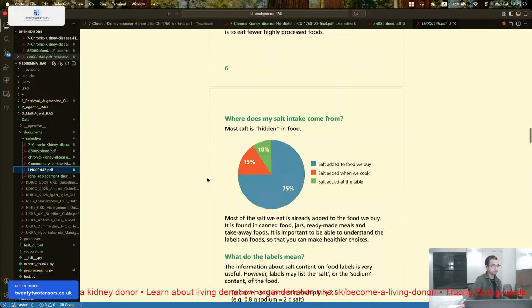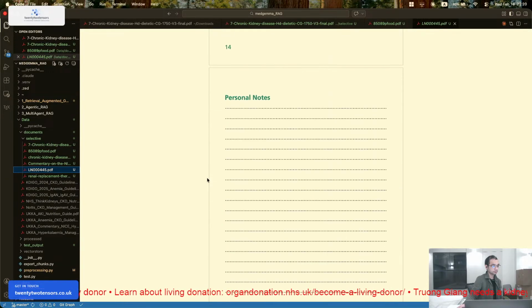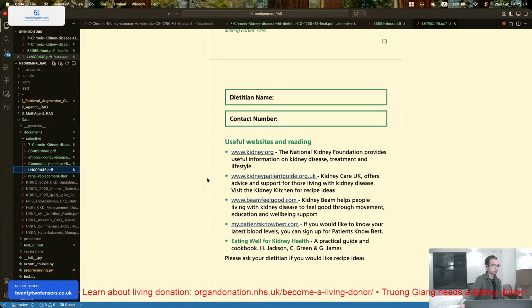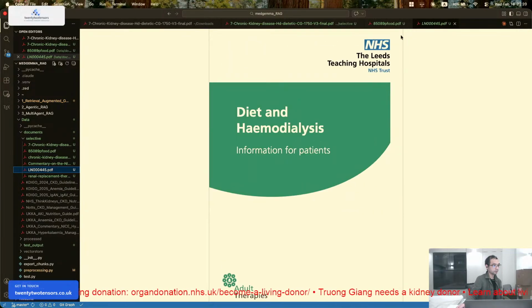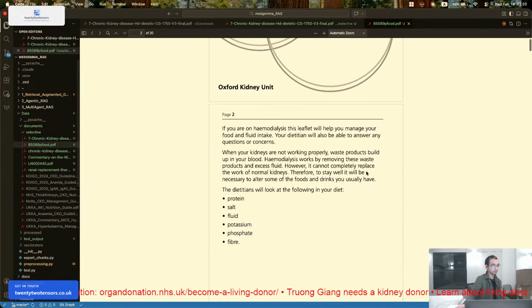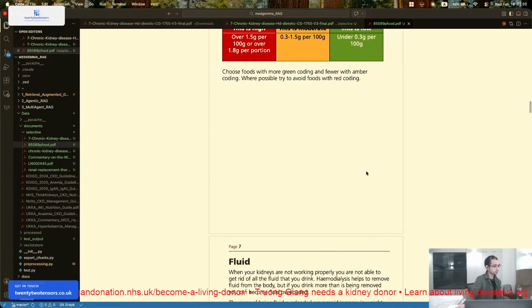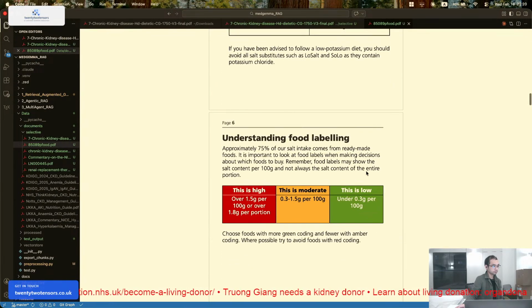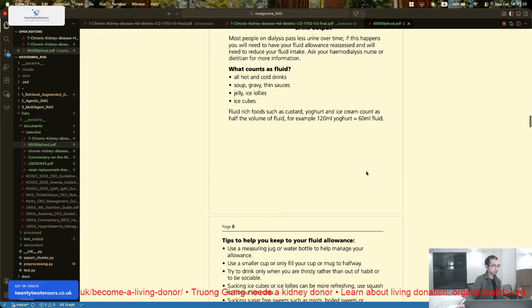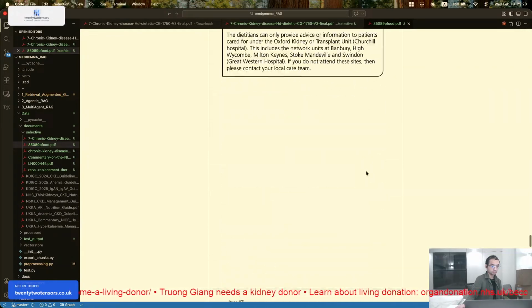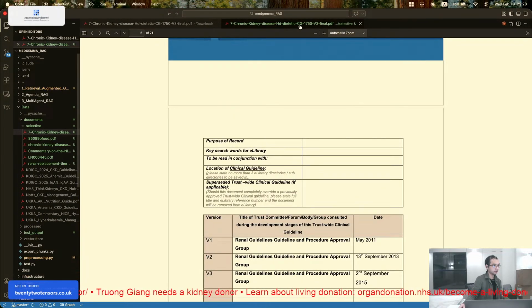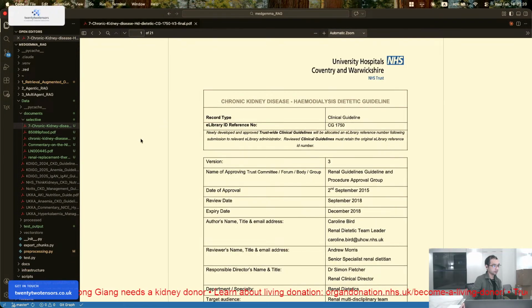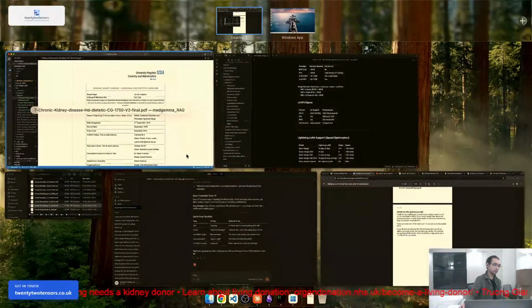Paste this. Oh, the font is very big, so big. It's actually very useful information, not very complicated.